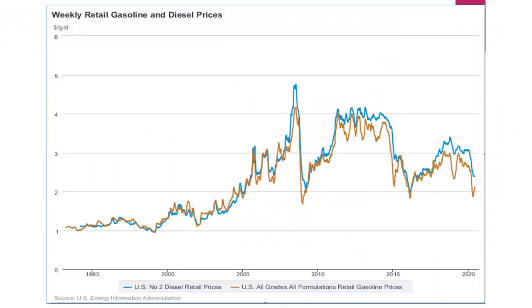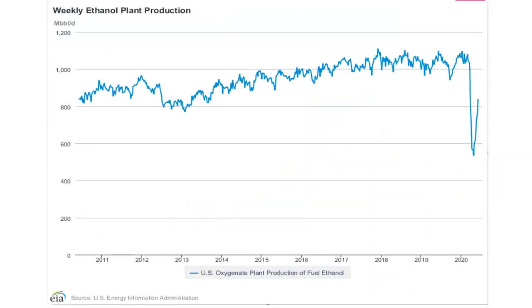Just want to do a quick drive-by on what's happening in ethanol. At least the stabilization of prices dropping for gasoline and diesel fuel. Ethanol plant production recovering some, not up to where it was before COVID-19 shutdowns hit, but recovering and coming into the travel season.